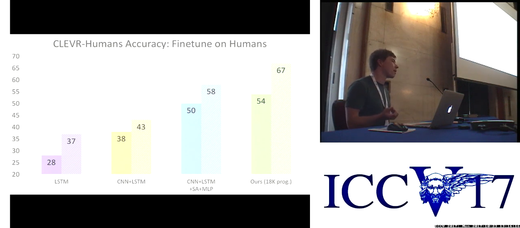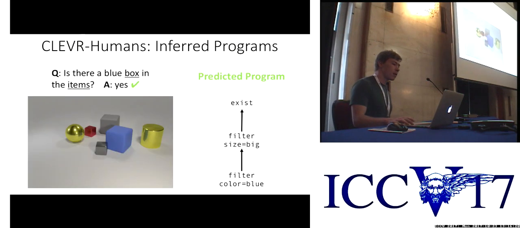This massive jump in performance comes entirely through this joint fine-tuning process. We can introspect the performance of our model on the Clever Humans dataset by looking at the programs that it predicts on different types of questions. So for this question, it asks, is there a blue box in the items? And what's interesting is the words box and items never appear in the Clever dataset.